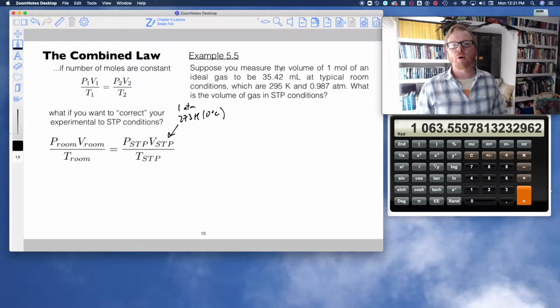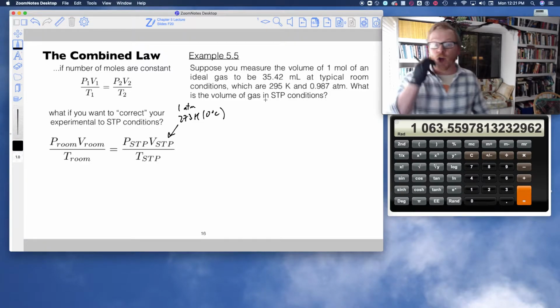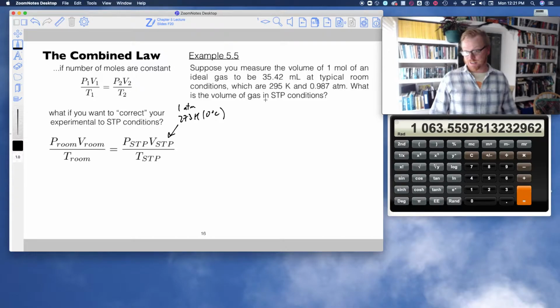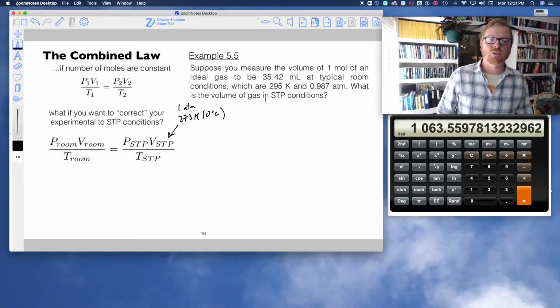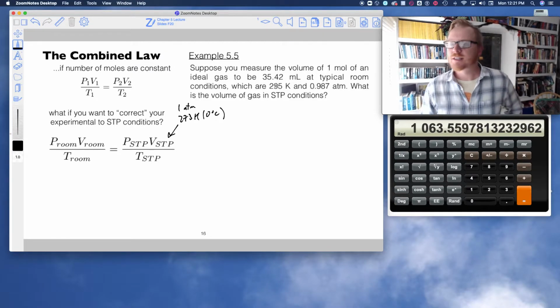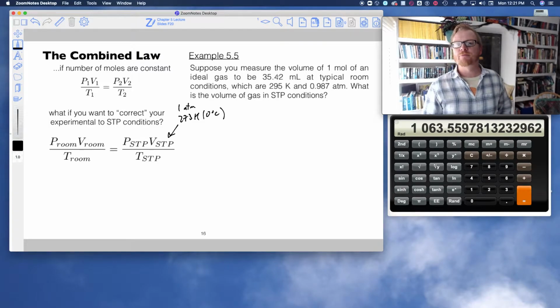So in this problem, suppose we measure the volume of 1 mole of a gas to be 35.42 milliliters at a typical room condition, which is 295 K and 0.987 atmospheres. What is the volume of this gas in STP conditions? Okay, so this is pretty typical, right? Where we would have measurements at room conditions, but now we want to scale that to STP conditions. So let's see how that would all manifest, okay?